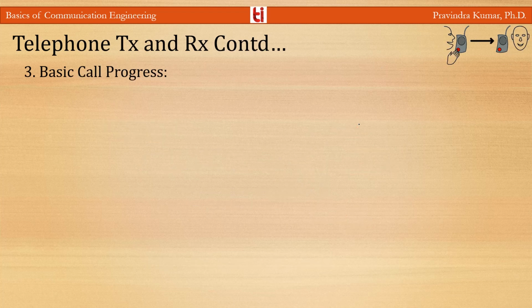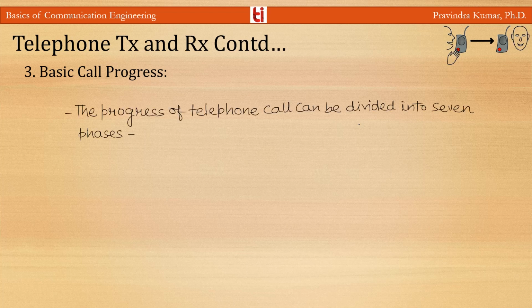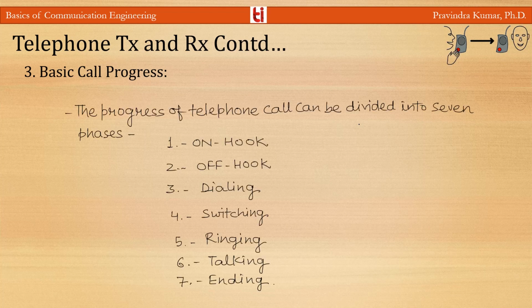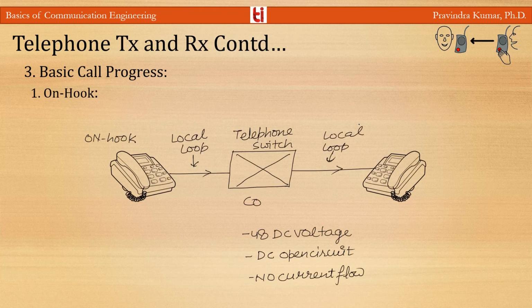Now, after these definitions and explanation of the different parts, we can easily understand the concept behind basic call progress, and the progress of a telephone call can be divided into seven phases: on hook, off hook, dialing, switching, ringing, talking, and ending. So we will discuss them here one by one. The first is the basic call progress, in which the first phase is on hook. When the handset is on the telephone, the circuit is on hook.